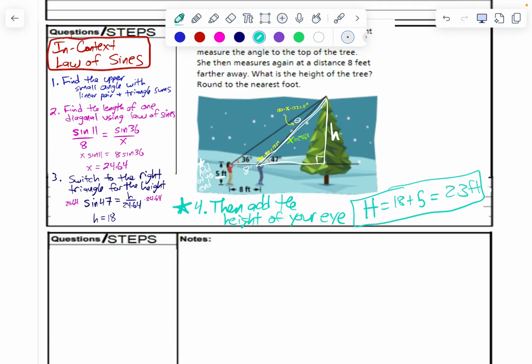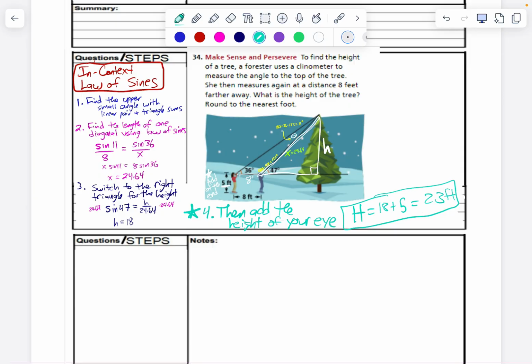Now, if your tree's short enough, you can just use your arm. But if you're trying to get a big tree, right? Any questions on that? Okay, you will have a problem like this on your test. So you need to know how to do this without putting it on your note card. Remember, you can't put the example on your note card.